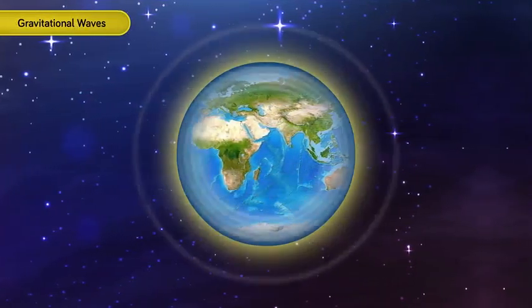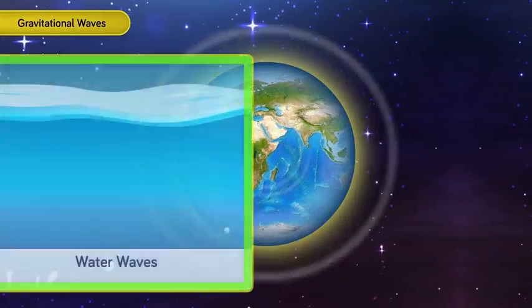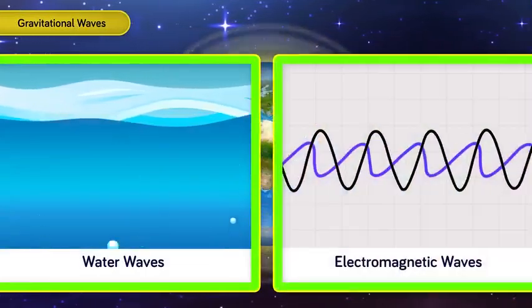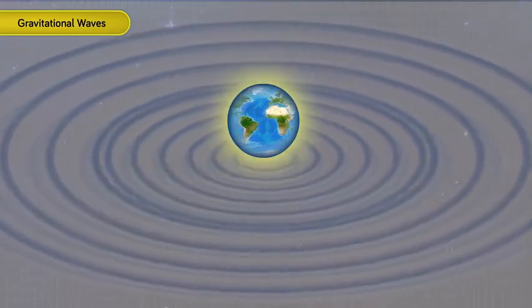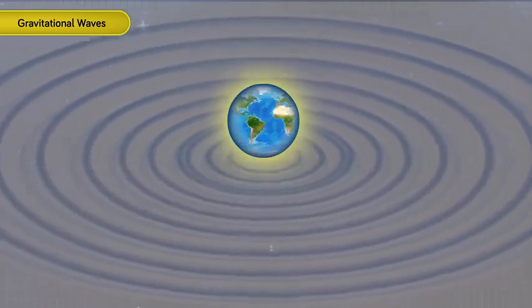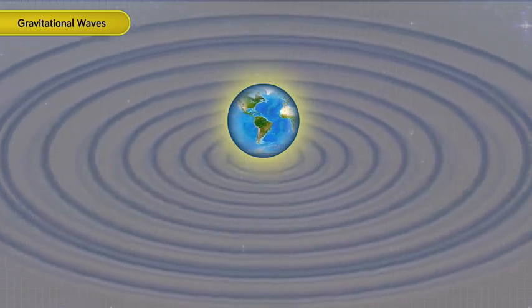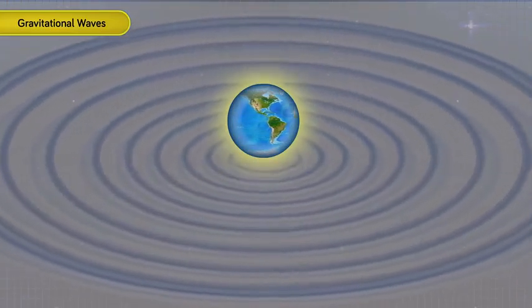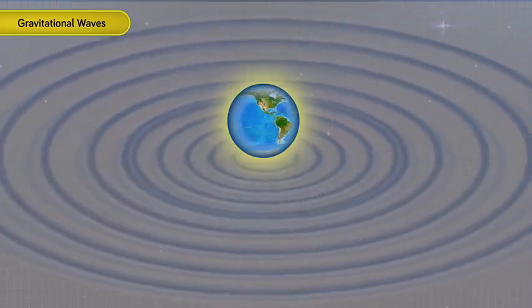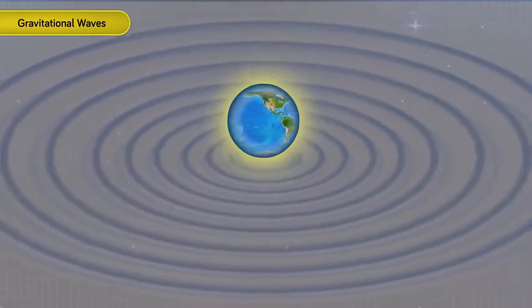Gravitational waves. Till now, you've come across many different types of waves, for example, water waves, electromagnetic waves. All our knowledge about the universe has been obtained through these waves. But gravitational waves are different types of waves. Gravitational waves are ripples in the fabric of space-time caused by some of the most violent and energetic processes in the universe.